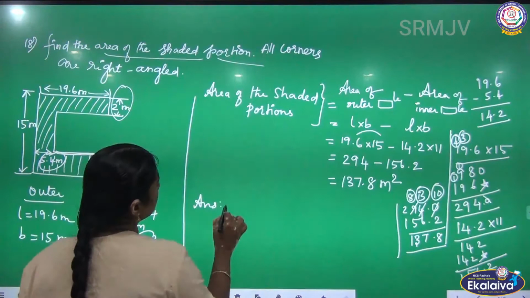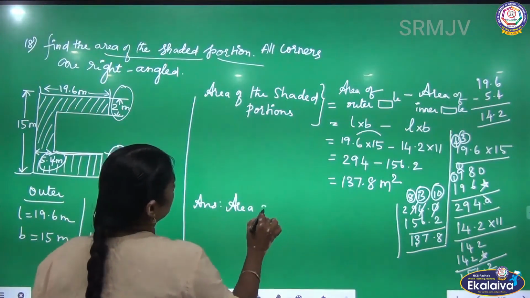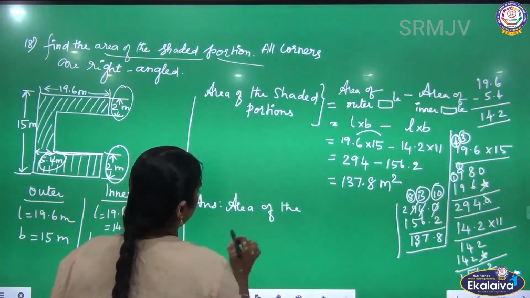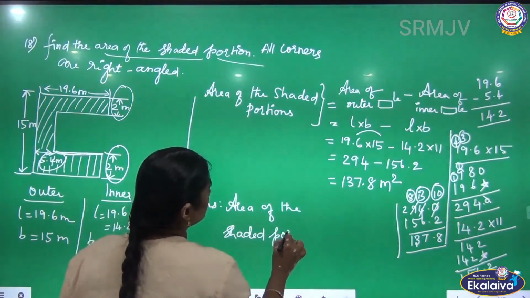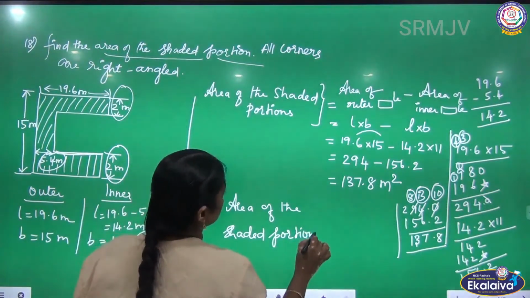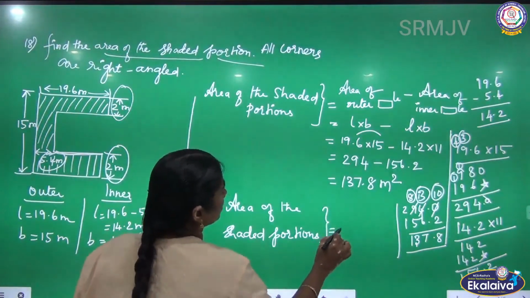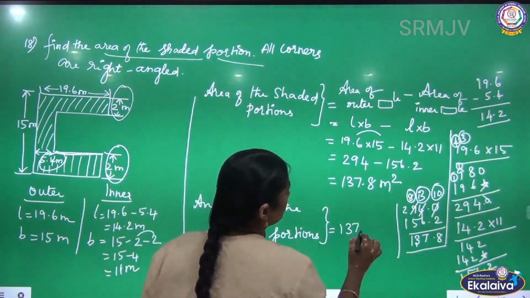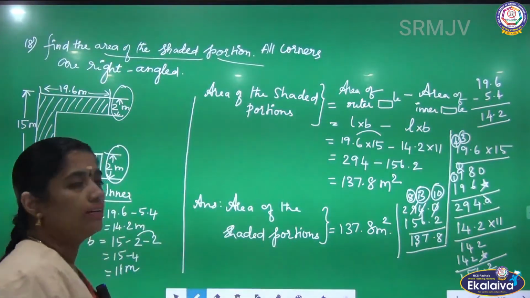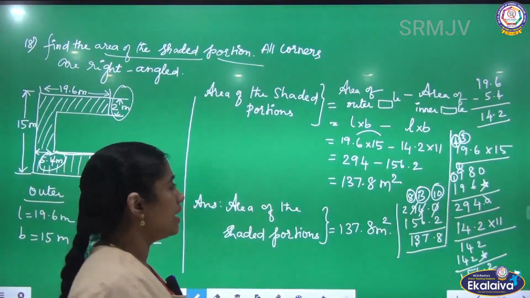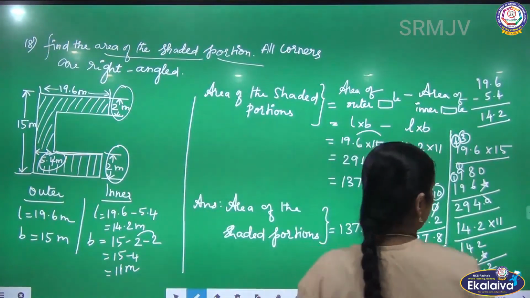What is the answer? Area of the shaded portion is equal to 137.8 meter square. Can you clear this, children? Shall I move on to the next one?